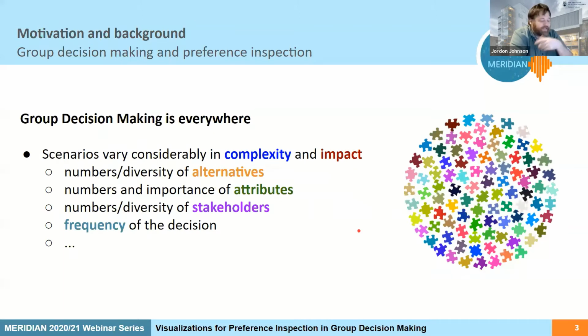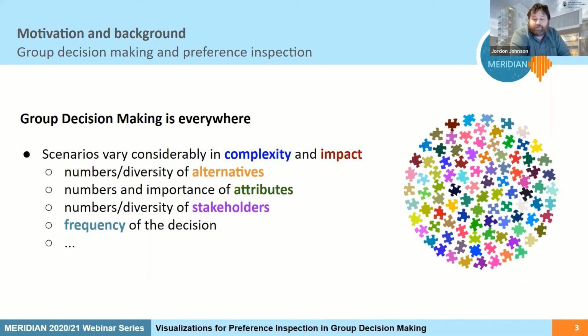And as well as varying wildly in terms of scope, these decision scenarios can vary considerably in both complexity and impact. So in a number of ways. They can vary in the numbers or diversity of alternatives. Maybe we're dealing with a decision that has just a few alternatives that are quite similar to each other, or maybe quite large numbers of alternatives that are wildly different in a number of ways.